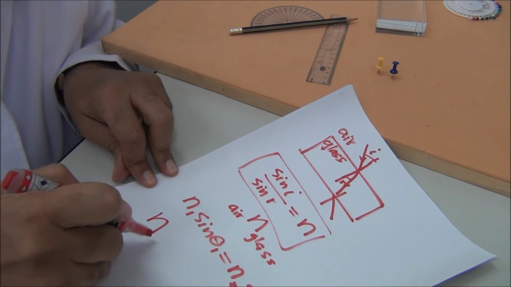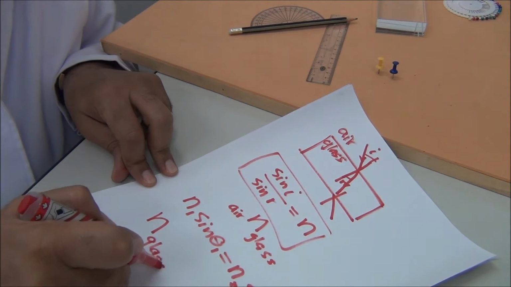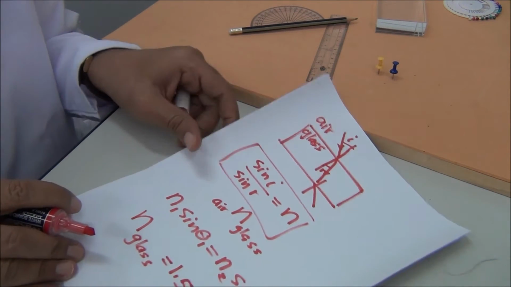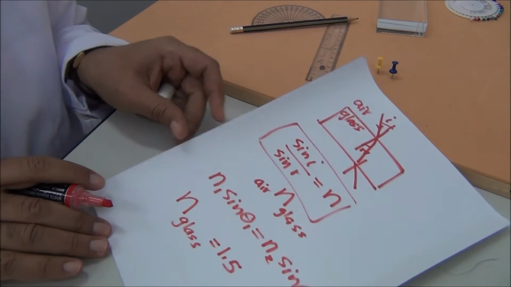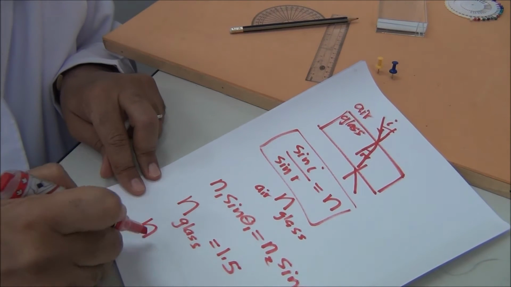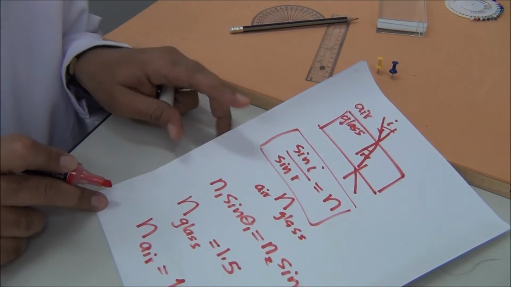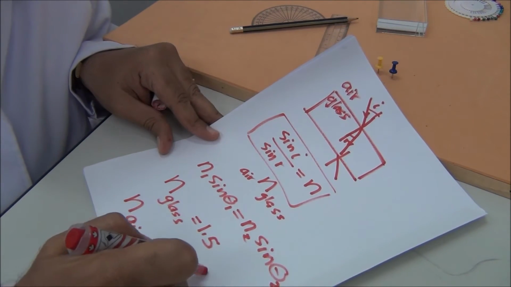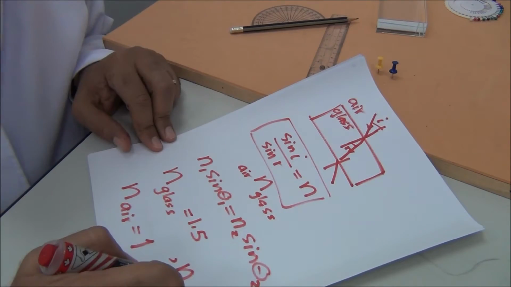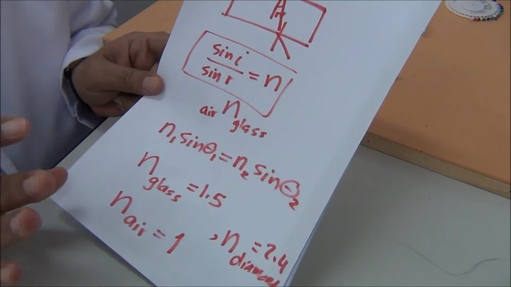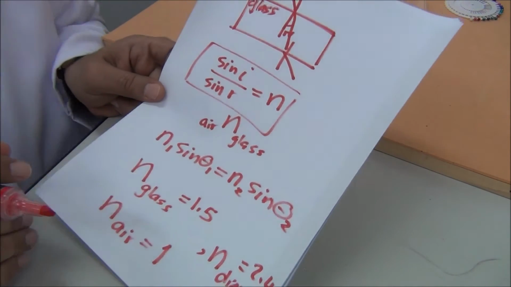The refractive index of glass is about 1.5, the refractive index of air is approximately equal to 1, and the refractive index of diamond is 2.4. Now let us start the practice.